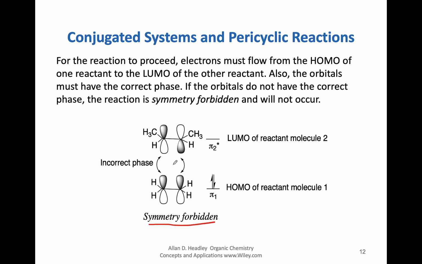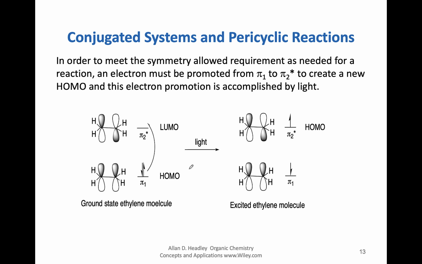How do we make the phase correct? What you can do is look at one of the molecules. Let's look at ethene, for example. And here's the HOMO. Here are the 2 electrons in the HOMO. Here's the LUMO, no electrons. In the presence of energy, in this case light, of a specific wavelength, an electron will be promoted from the HOMO into the LUMO. So this now becomes the HOMO.